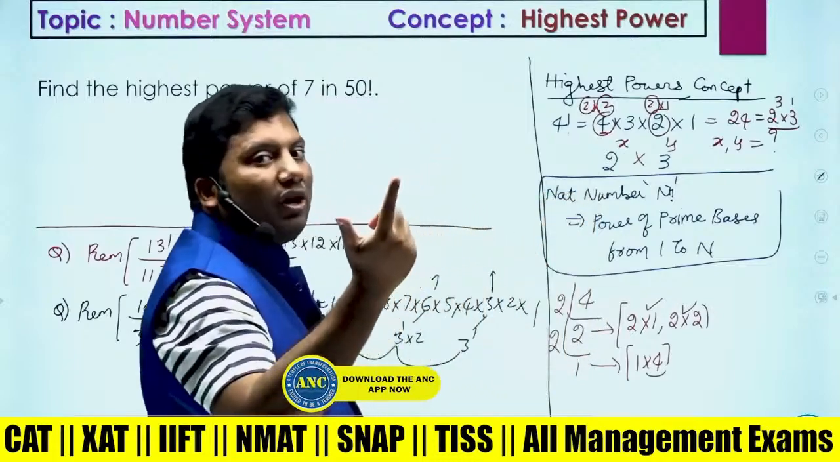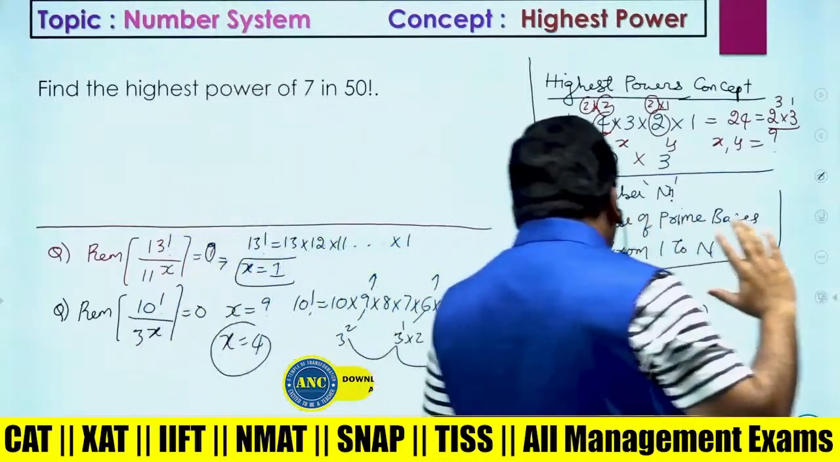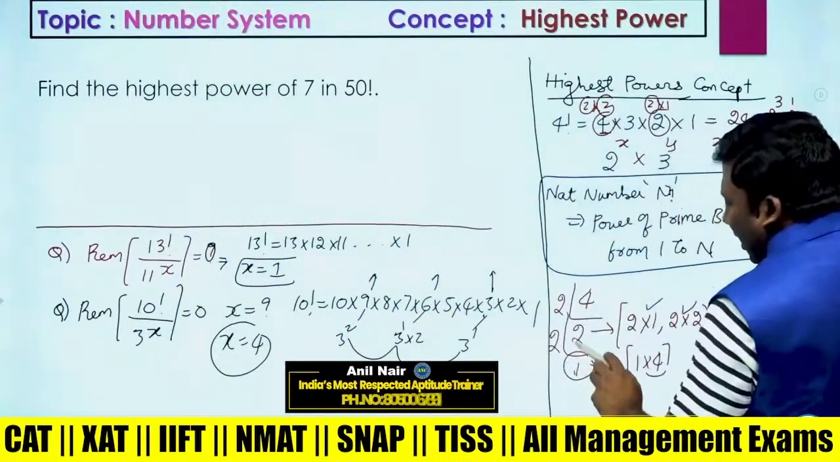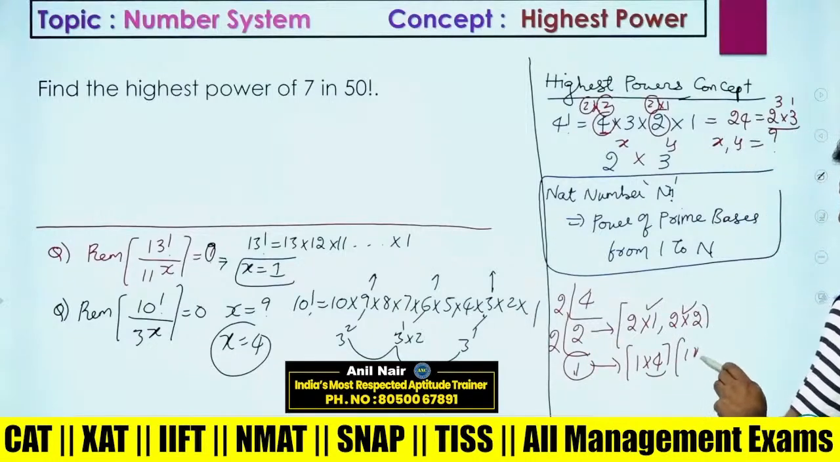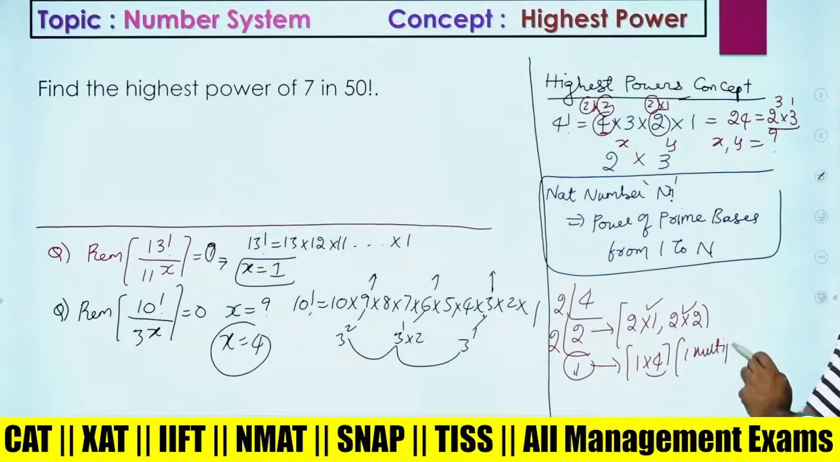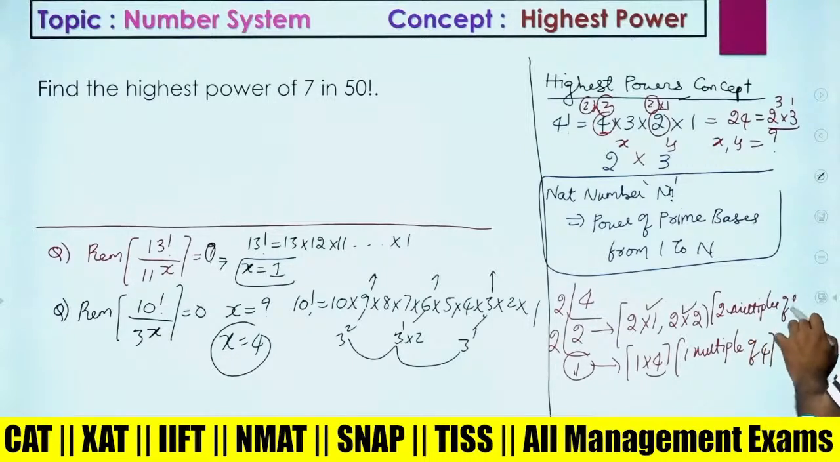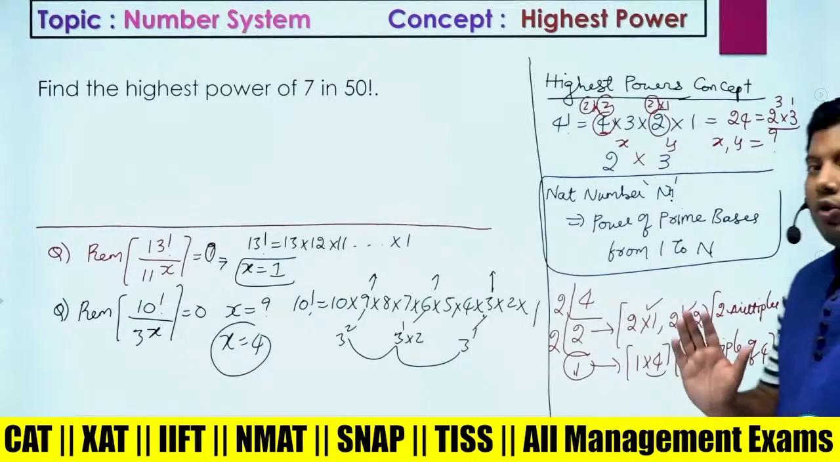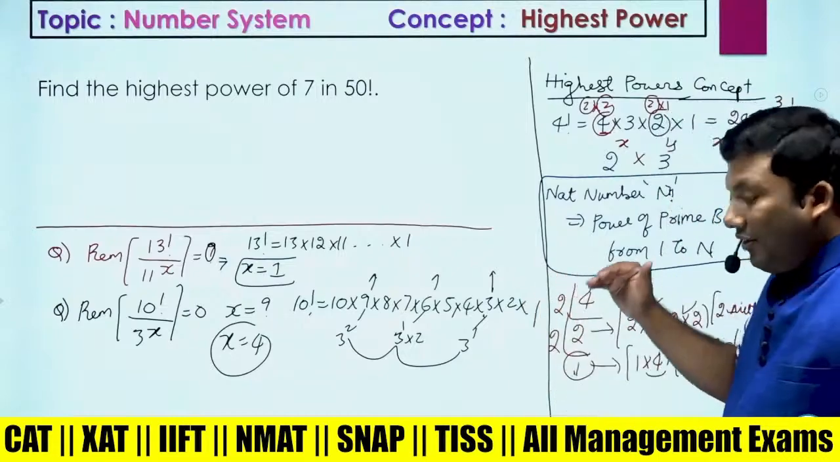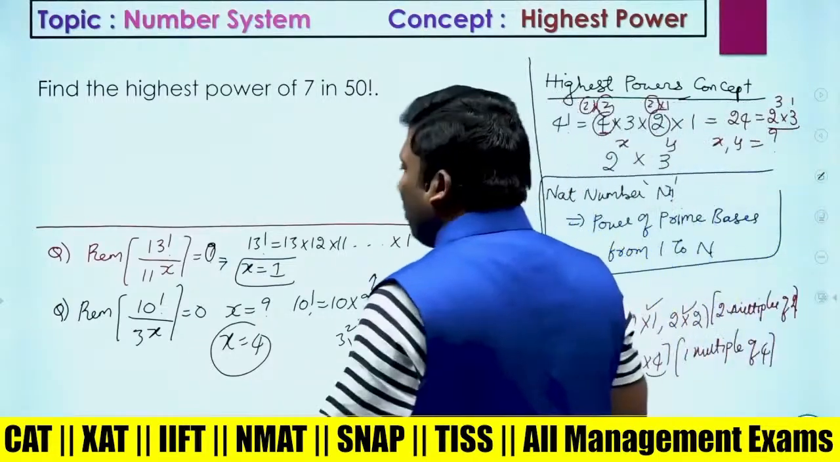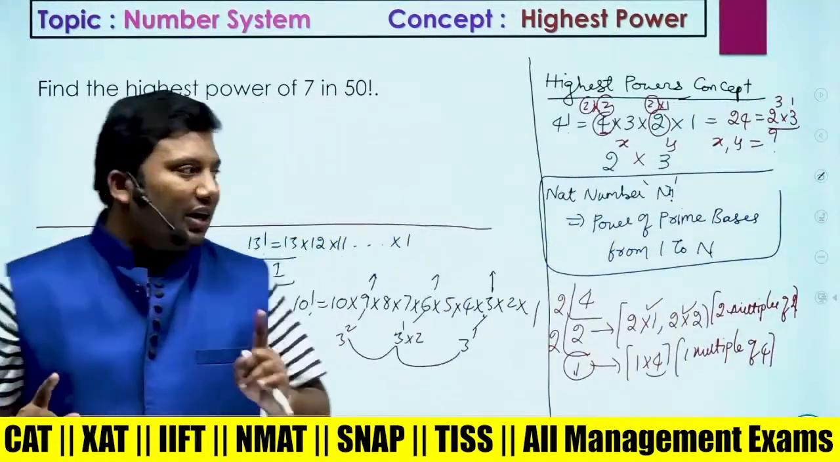Every multiple of 4 is also a multiple of 2. This 1 denotes there is 1 multiple of 4. Please write down that point. There is 1 multiple of 4. This 2 denotes there are 2 multiples of 2. I hope the idea is clear. Why we are dividing should be clear to you.